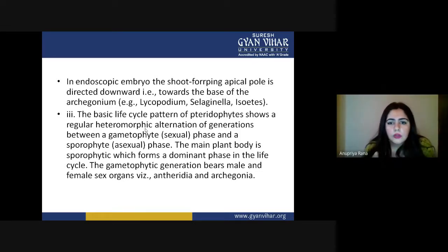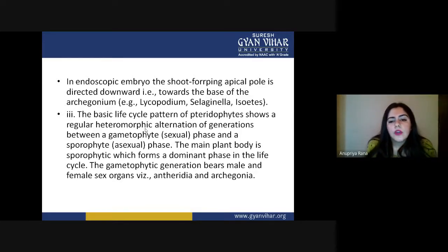Okay. What is exactly the meaning of alternation of generation? That both the generations are alternately present with each other. In this, the gametophyte is sexual and the sporophyte is asexual. Gametophyte is haploid, sporophyte is diploid. These are the things you have to remember. So the main plant body is the sporophyte, the dominant plant body which takes over the whole life cycle.